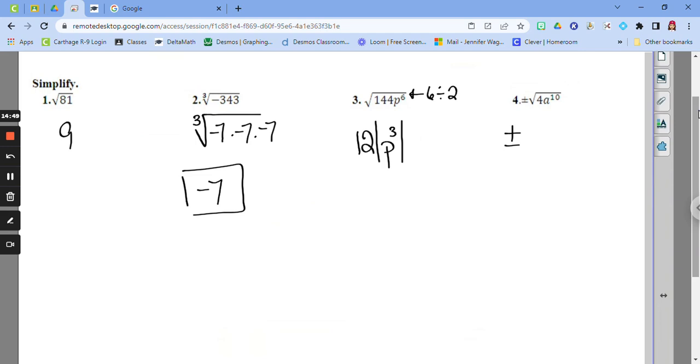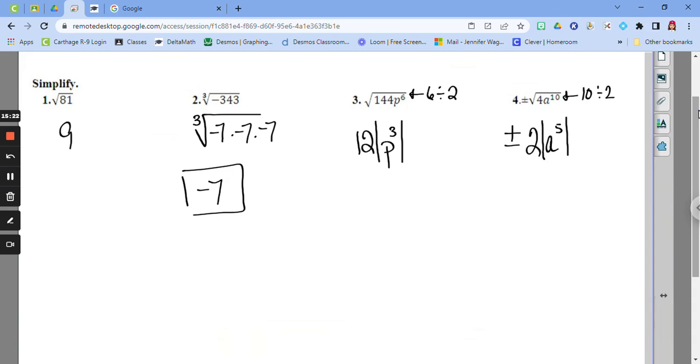Square root of 4 is? 2. And, yep. 10 divided by 2. So a to the 5th, even index, odd exponent, absolute value. See what you can do with the next row.